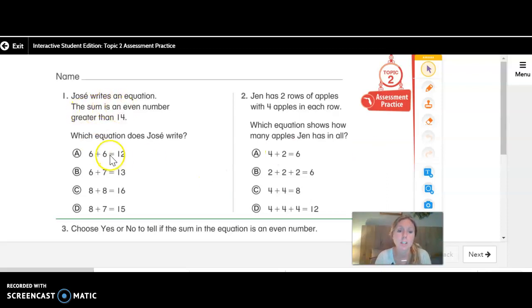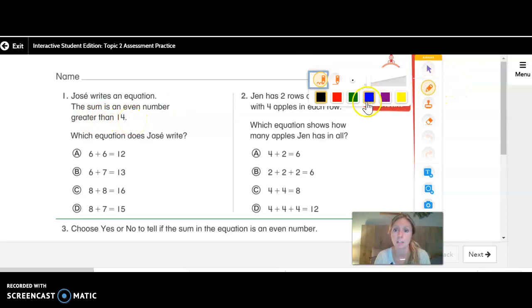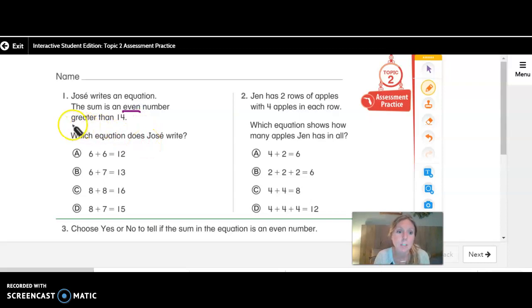Jose writes an equation. The sum is an even number greater than 14. That's a lot of information. I'm going to go ahead and get a pencil and choose a color, whatever color you'd like, and let's circle that useful information that we need to know, the information that needs to stick in our brain. So the sum, we know right away, is he adding or subtracting? The sum means he's adding. So we know he's adding. It is an even number. That's important. You can circle it or underline it. And we know that it's greater than 14.